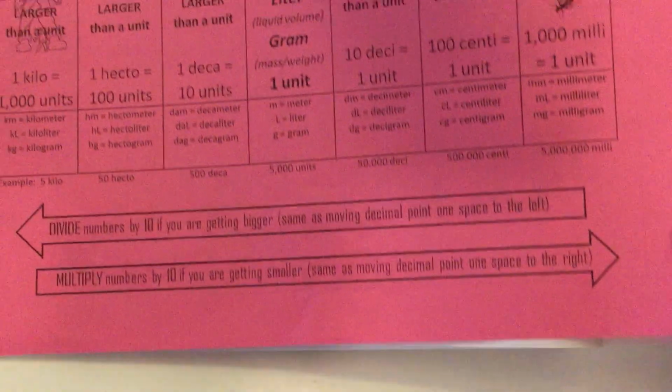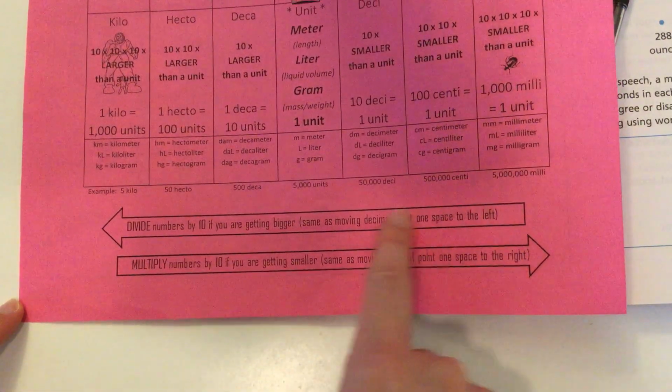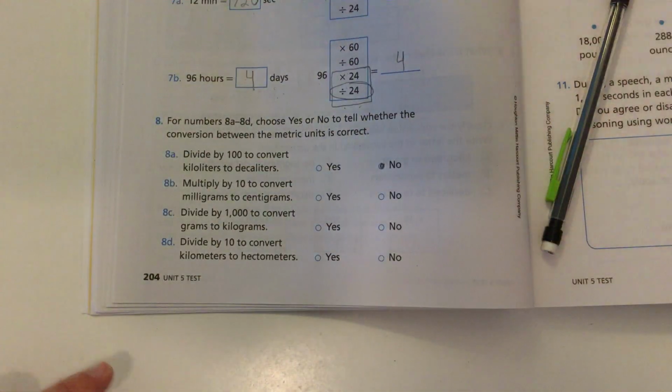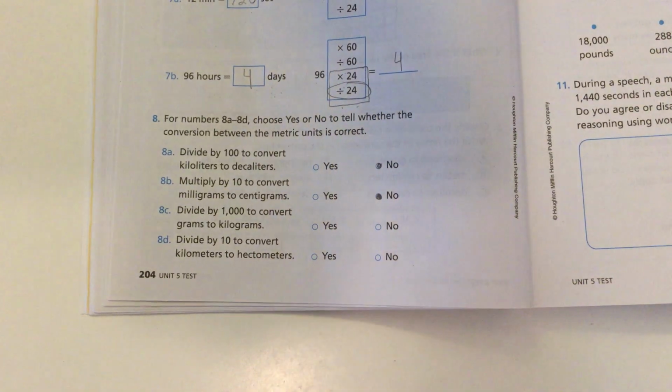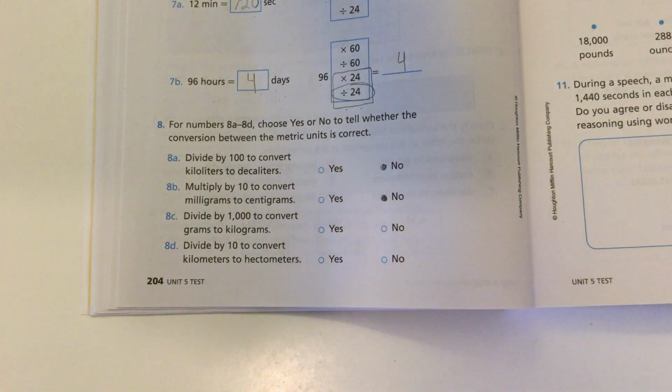I'm going this direction, milli to centi, this direction. So I'm not going to multiply, I am going to divide. So multiply is wrong. They're so tricky. Divide by 1,000 to convert grams to kilograms.